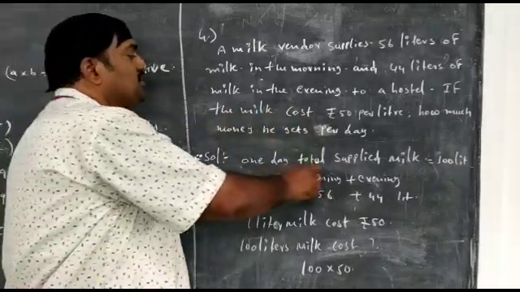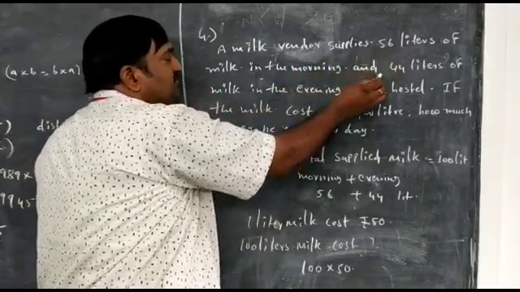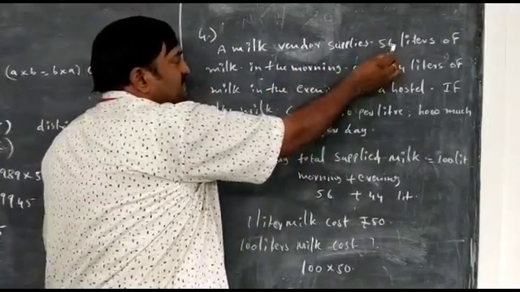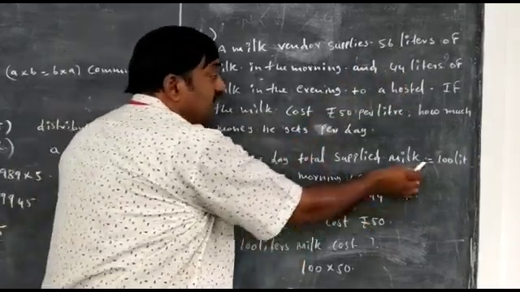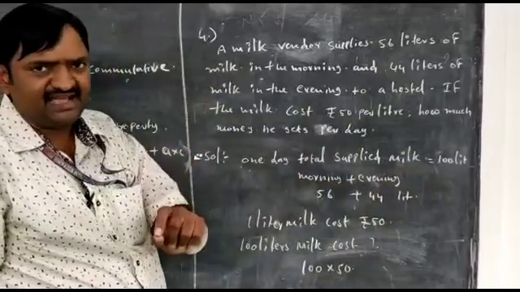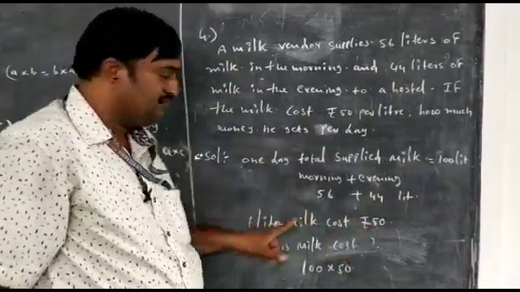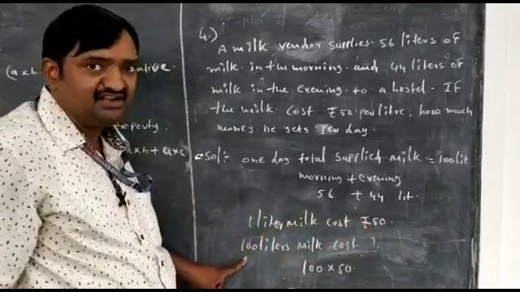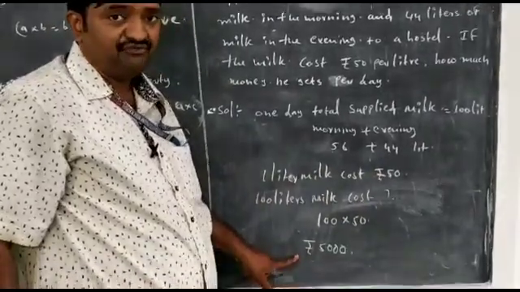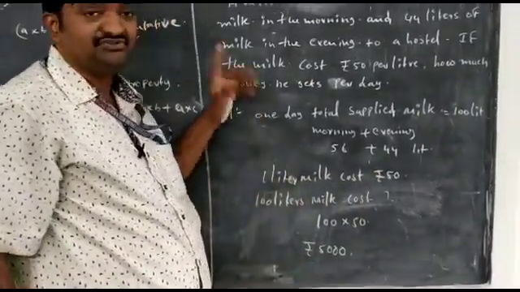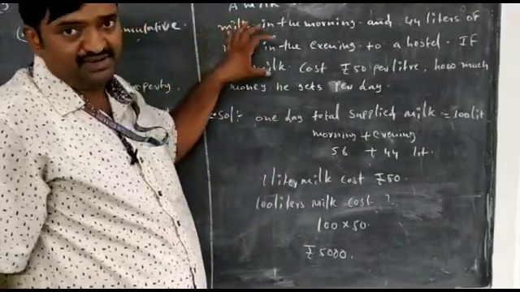See here, how much milk is supplied in one day in total? In the morning he supplies 56 liters, and in the evening he supplies 44. Total 56 plus 44, 100 liters of milk he supplies in one day. One liter of milk costs 50 rupees, but in one day he supplies 100 liters. What do 100 liters cost? 100 into 50, the cost is 5,000 rupees. Therefore, he gets 5,000 rupees per day for this milk.